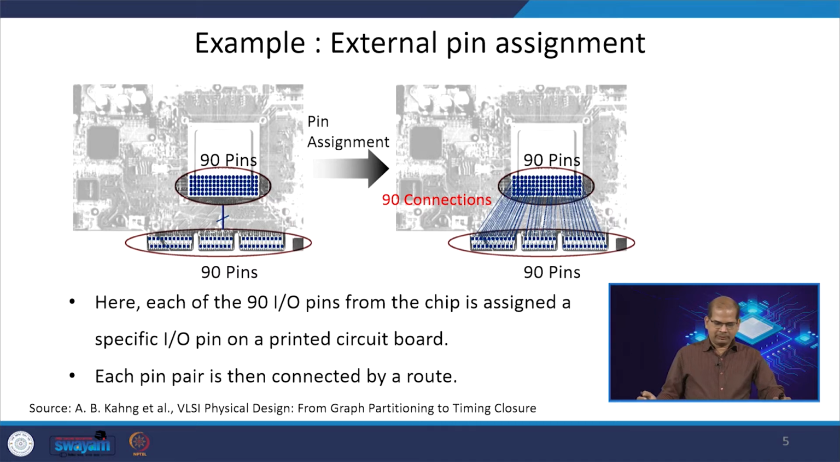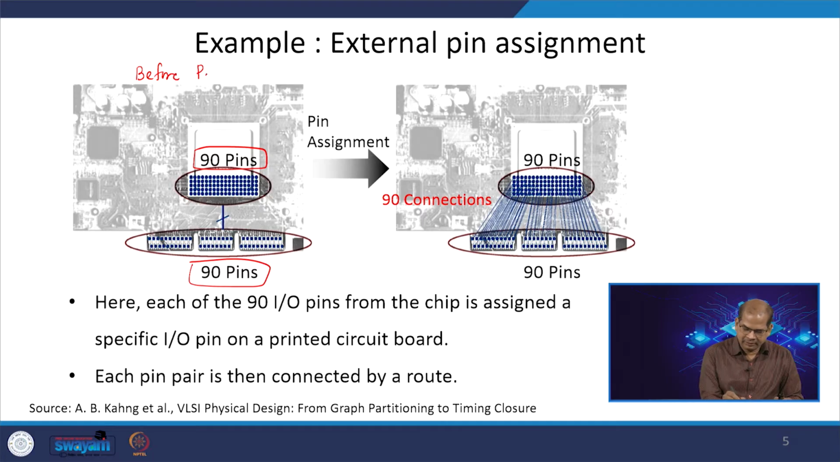Let us take an example of pin assignment here. Here you can see there are 90 pins here, and there are 90 pins in the chip. So, we need to connect them. This is before pin assignment, and this is after pin assignment. After pin assignment, all the nets will be connected to unique pins. One net will be connected to one pin. So, you have 90 pins here, and here also 90 pins.